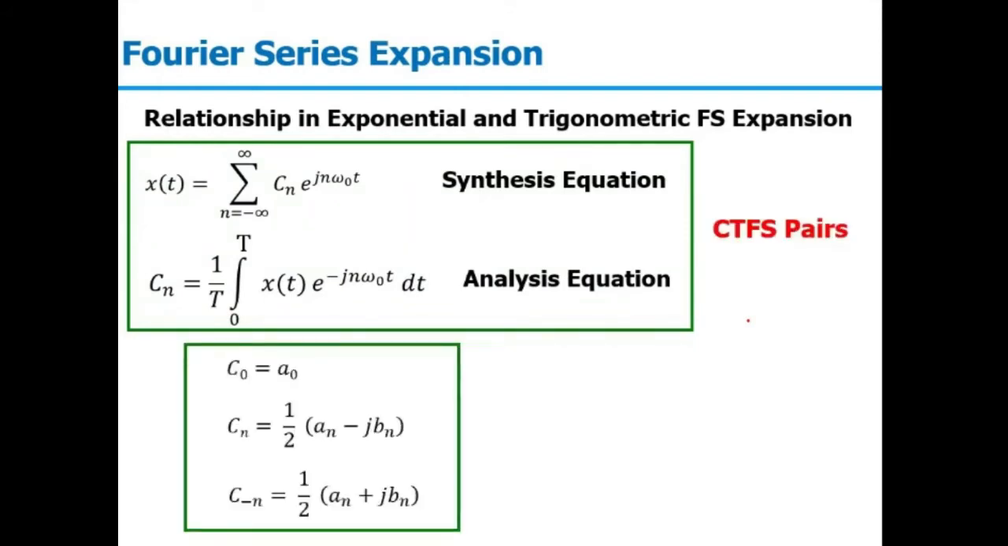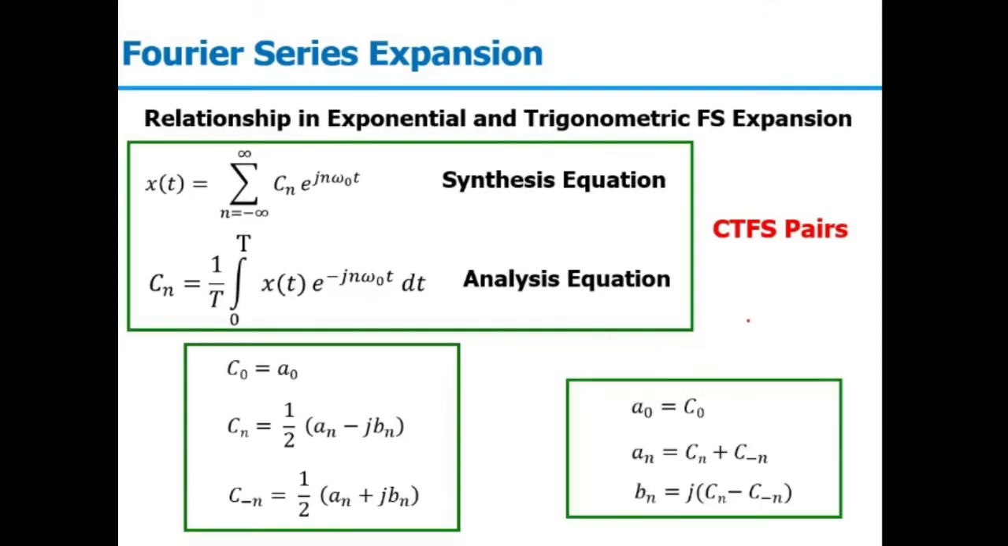Like in the particular case, C naught is equal to A naught, Cn is equal to half of An minus j Bn, and C of minus n is half of An plus j Bn. We can even have the reverse relation, that is A naught is equal to C naught, An will be Cn plus C of minus n, Bn will be j times Cn minus C of minus n.